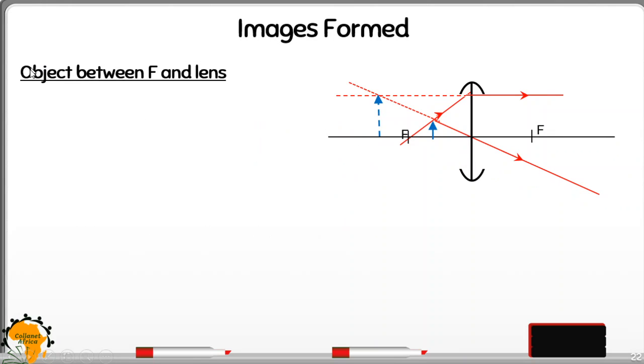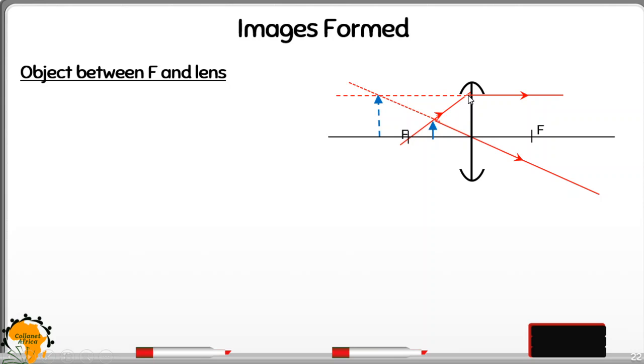Then we move to when the object is between F and the lens. This is our diagram. This is our optical center and this is our principal focus. The object is in between. So we consider the 2 rays. 1, we have a ray that is passing through the principal focus. As you can see, it is passing through the tip of the object.